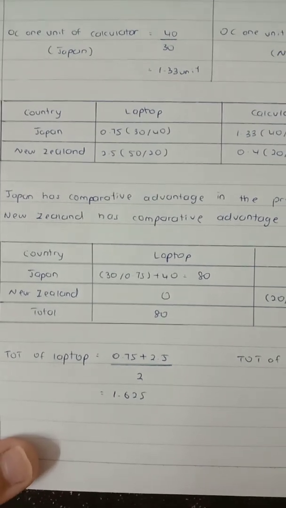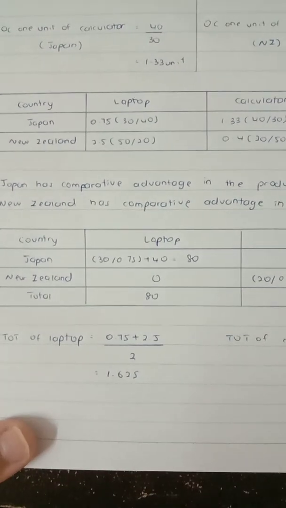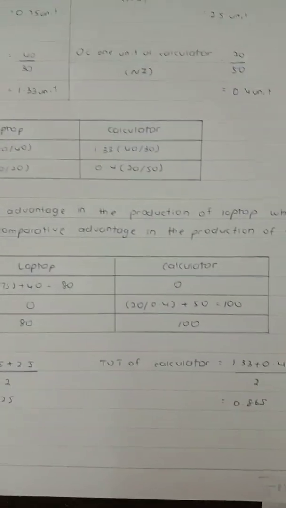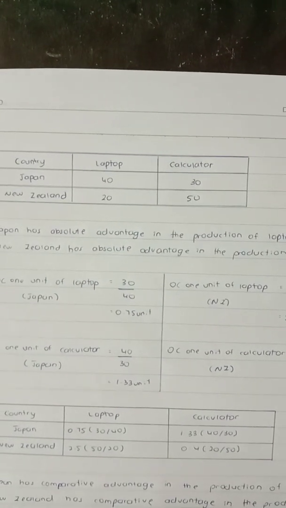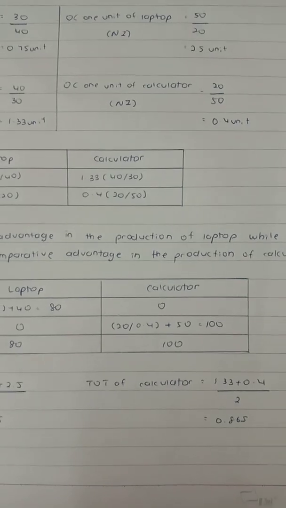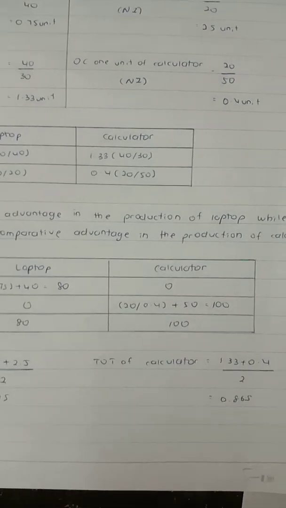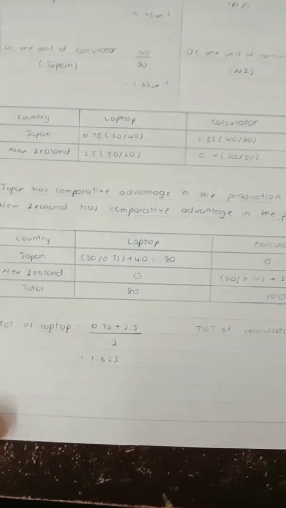So for New Zealand, New Zealand cannot produce laptop because New Zealand has no comparative advantage in production of laptop. For calculator, New Zealand has comparative advantage in production of calculator. So we take the production of laptop in New Zealand in the table before specialization, divided by the opportunity cost of 1 unit of calculator in New Zealand. So 20 divided by 0.4 plus 50, equal to 100. So we get the total of each product, 80 and 100.